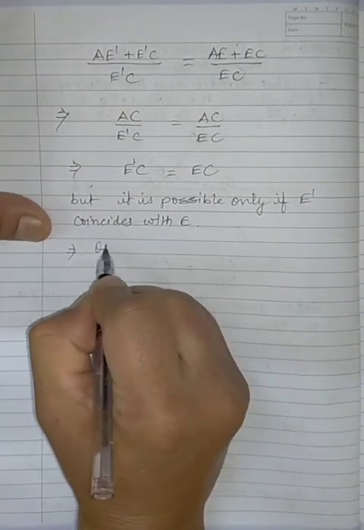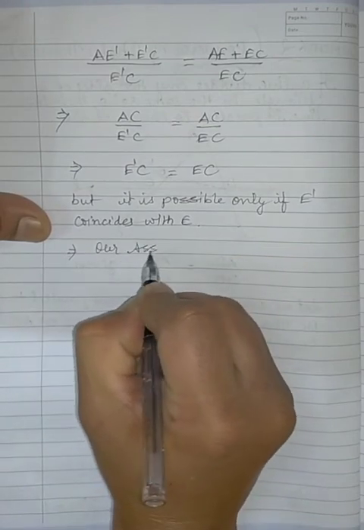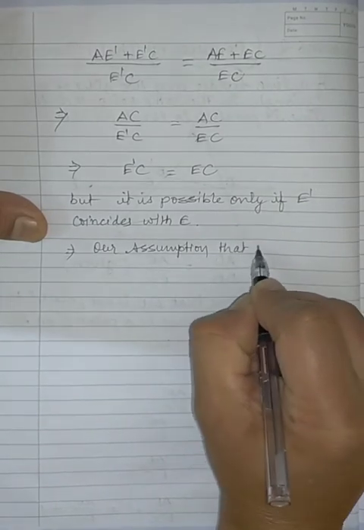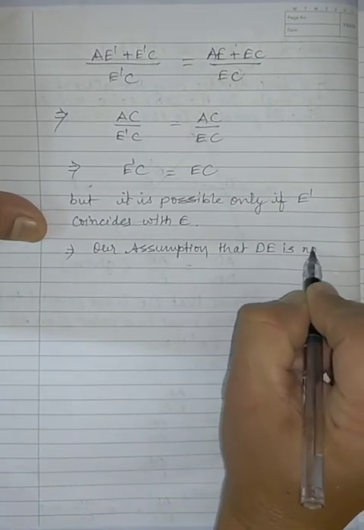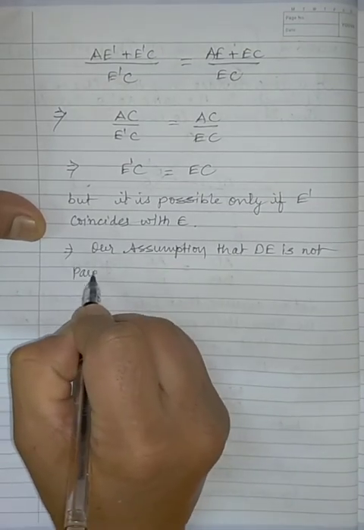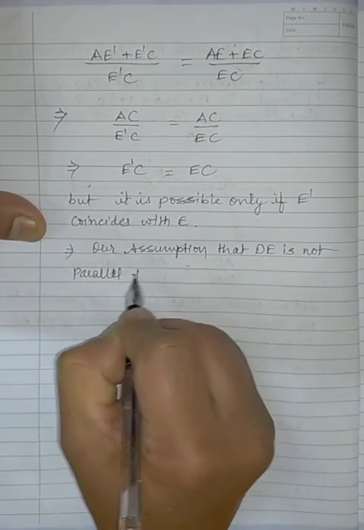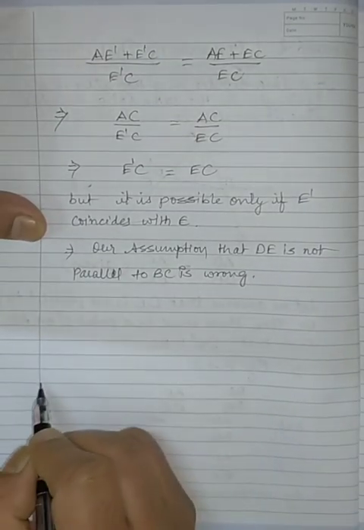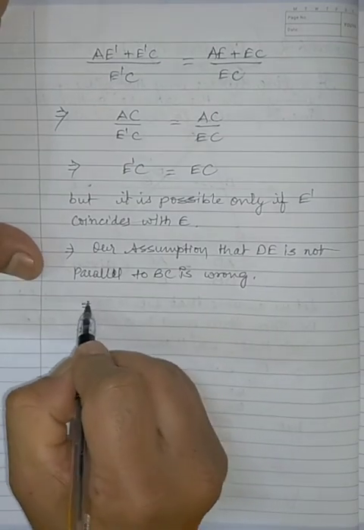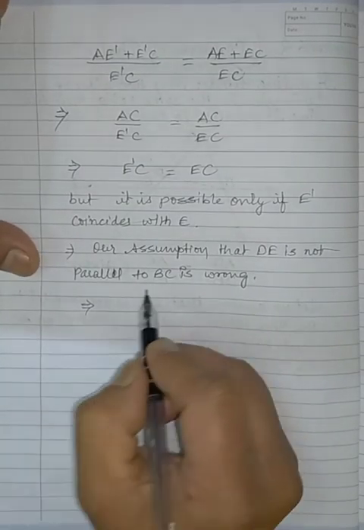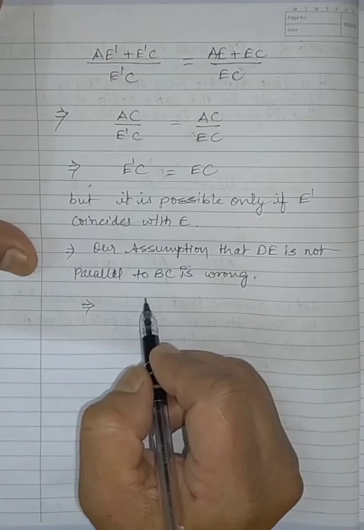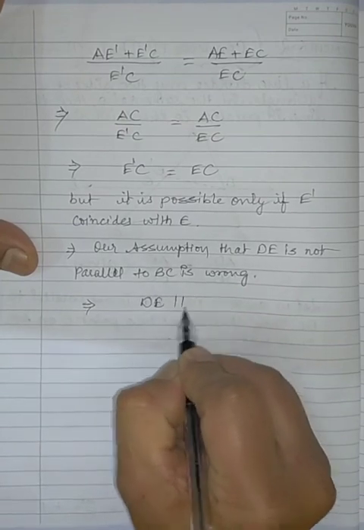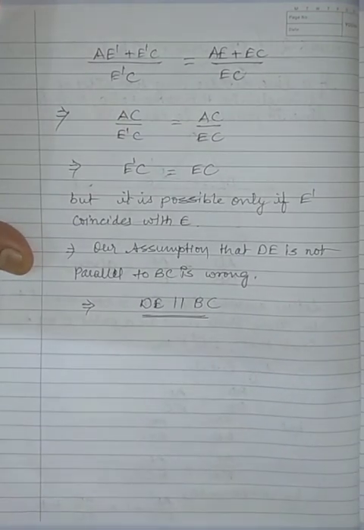That implies our assumption that DE is not parallel to BC is wrong. This means that if a line divides the other two sides in equal ratio, then that line is parallel to the third side. So DE is parallel to BC.